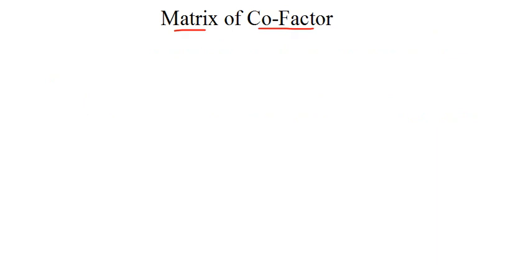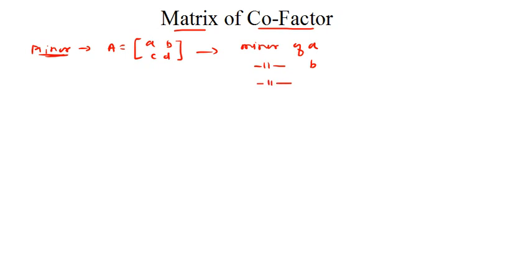To understand how to find the matrix of cofactors, you must first know how to find the minor of an element. In the previous lecture I explained how to find the minor of every element. For example, suppose we have the matrix A of order 2 by 2, A B C D. We can find the minor of A, B, C, and D.